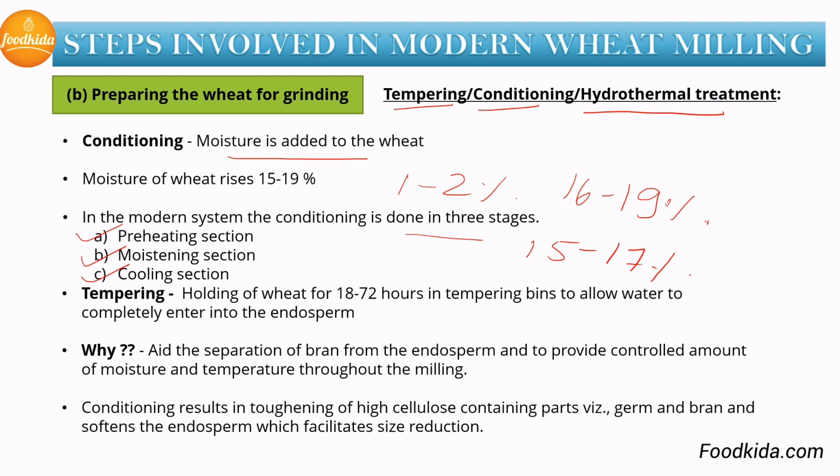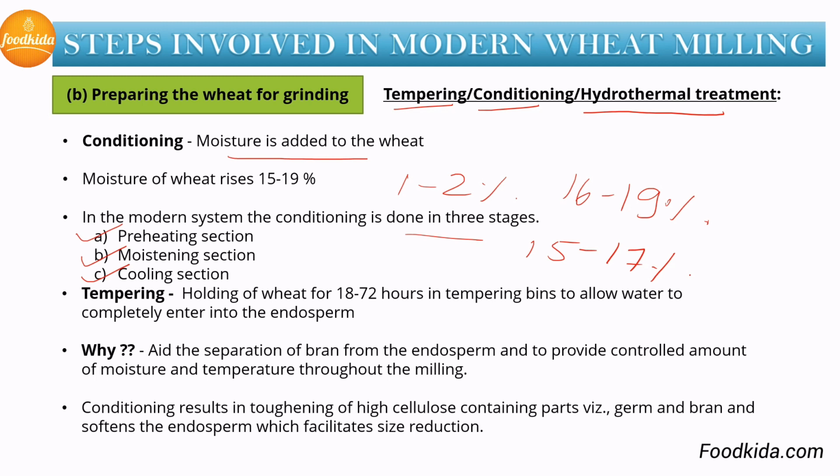In the preheating section, grain is heated in just 20 to 30 seconds to 40 to 50 degrees Celsius, but not more than 50 degrees Celsius. The rapid heating weakens the bond between various parts and facilitates their separation. After this section, wheat is moistened and cooled down in the cooling section. Conditioning can also be accomplished by direct steaming.